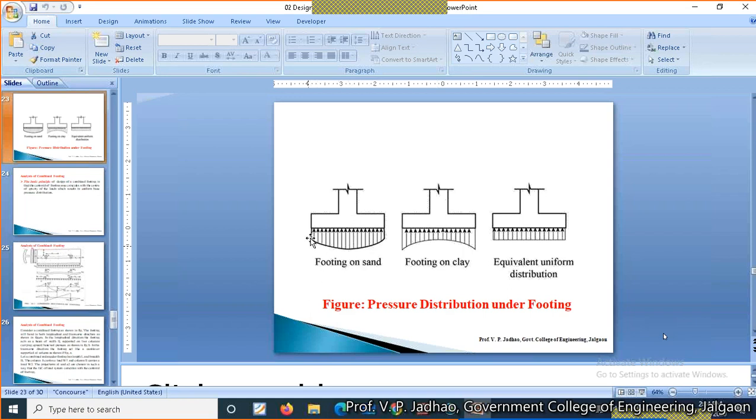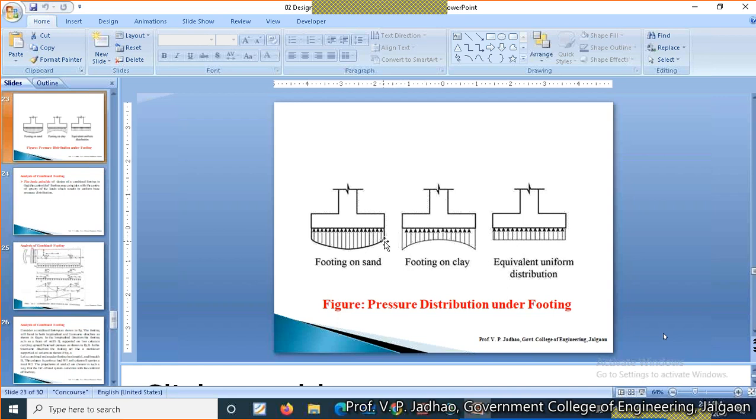Okay, that is, it will be concave type. Whereas if the footing is resting on clay, then the pressure distribution will be convex type. Whereas for simplicity in design, we will be considering that the pressure distribution throughout the length of your footing will be uniform. This is only our assumption, because it will be very difficult to analyze and design the footing considering every soil type.